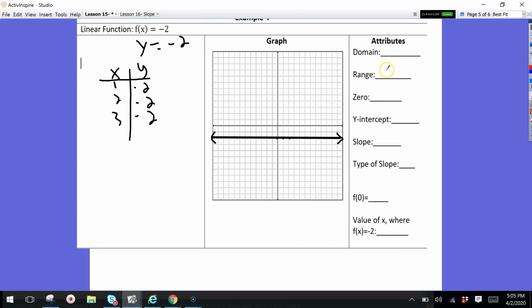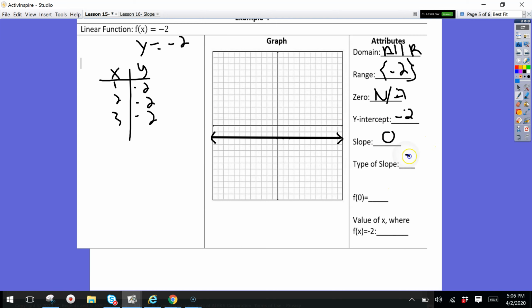So here my domain goes from left to right, so it's all reals. Now my range is not. My range here is discrete. It is one number, just -2. There is no 0 here because I never hit the x-axis, so NA. The y-intercept here is obviously -2. The slope, so let's think about Mr. Slope Guy. This would be his mouth, so this is a slope of 0. Again, the type of slope is 0.